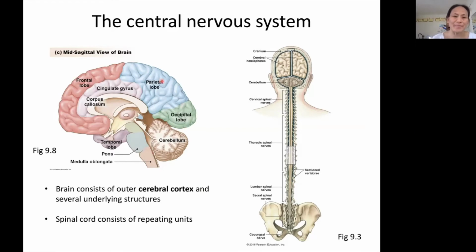We have four lobes, four regions of the brain that we call lobes. Different regions of the brain have certain functions associated with them. Okay, that's kind of all I'm going to say. Also, I just forgot to orient you. So this view of the brain is what we call a mid-sagittal view. So if you cut through your head like this, this is what you would get.